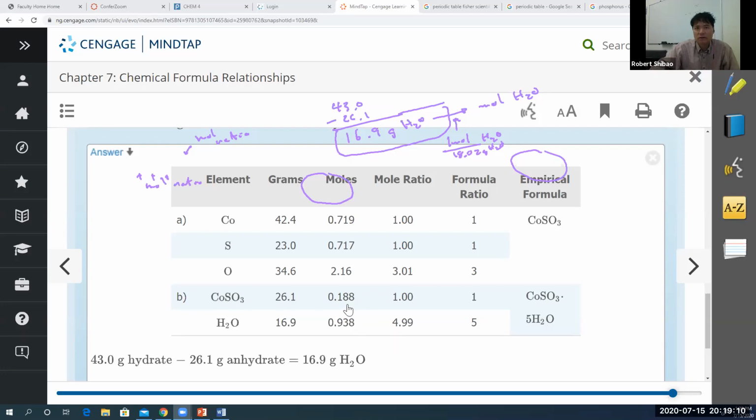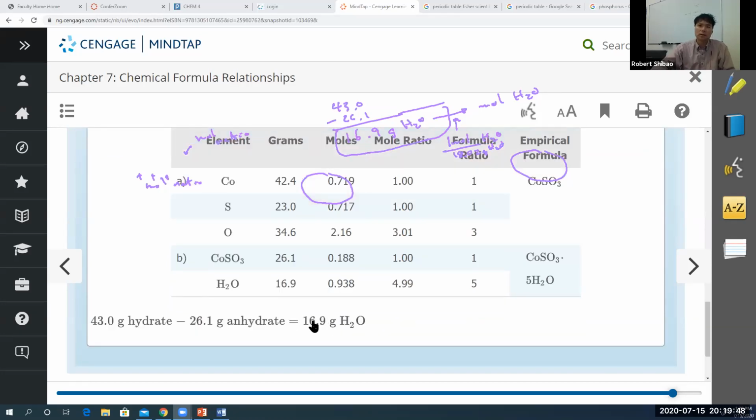Then we divide by the smallest, 0.188. 0.188 divided by 0.188 gives us 1. For every cobalt(II) sulfite, we have 0.938 divided by 0.188, which is 4.99, so 5. So for every one formula unit, or mole, of cobalt(II) sulfite, we have 5 moles of water. The ratio is 1 anhydrous to 5 waters, and so it's a pentahydrate. Here they're showing the calculation for the grams of water.